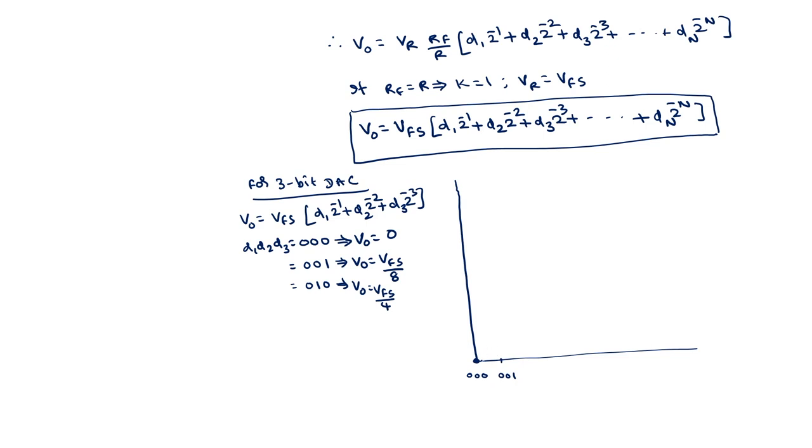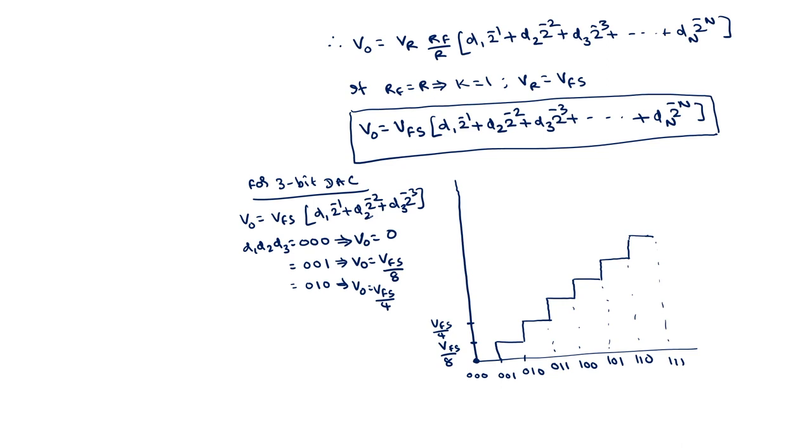So like that, this will hold up to this one. Here at 001 it is VFS by 8, and this will hold until the next value. Like that, this will continue up to 111. This is 010, this is 011, this is 100, 101, 110, 111. These voltage levels, this is VFS by 4.